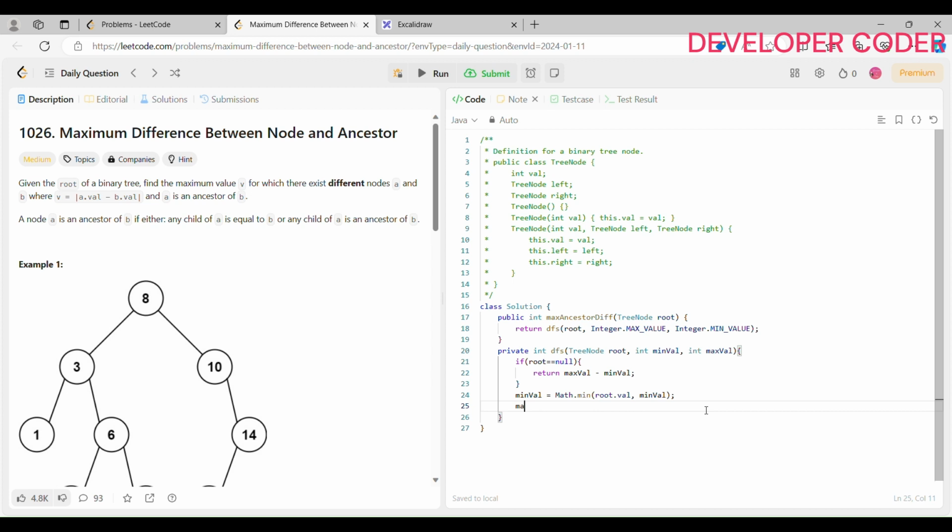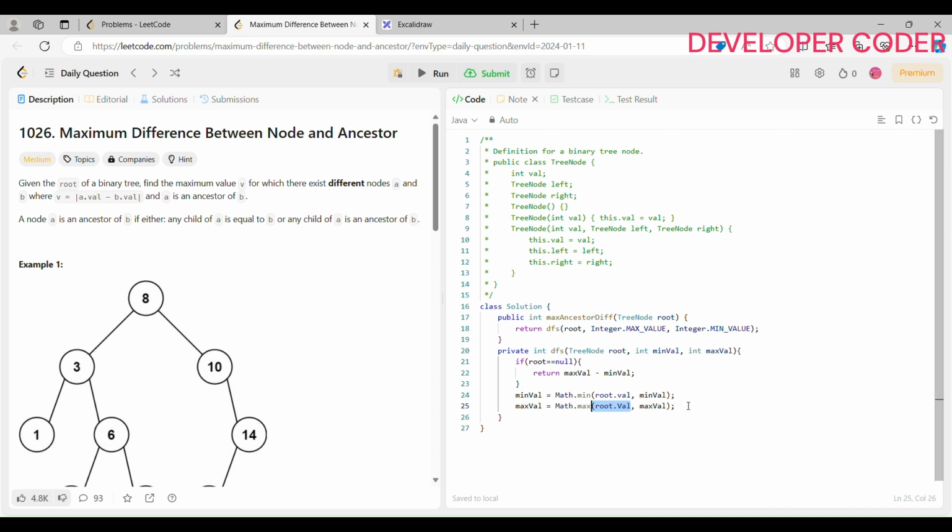Now I think you guys are more clear. Now max value is Math.max of root.val, comma, max value. Our root.val is 8, so here I pass 8, and in max value I am passing the minimum integer value. It is a negative value, so obviously root.val is greater than this negative value, and that is why our max value becomes this root value only, 8.